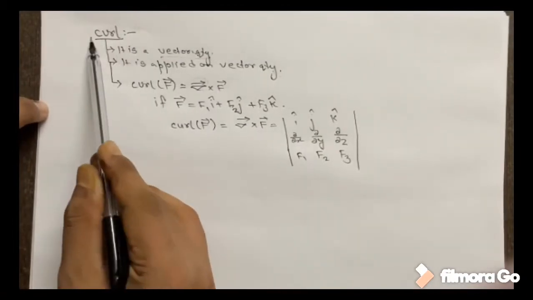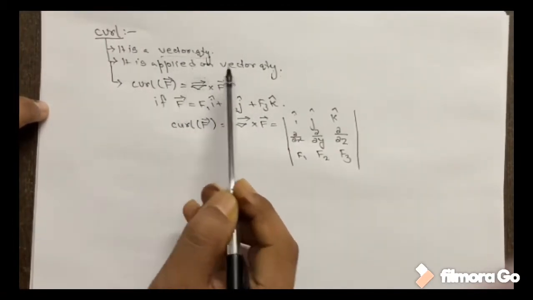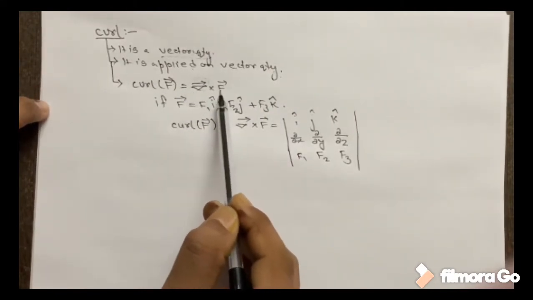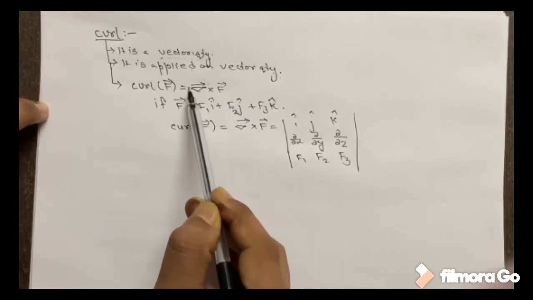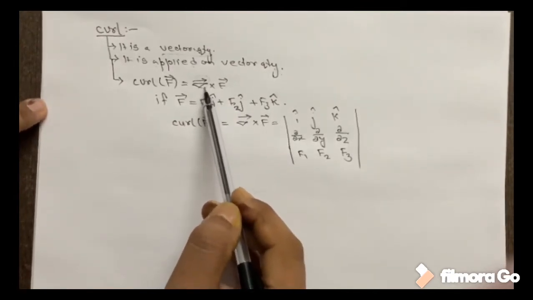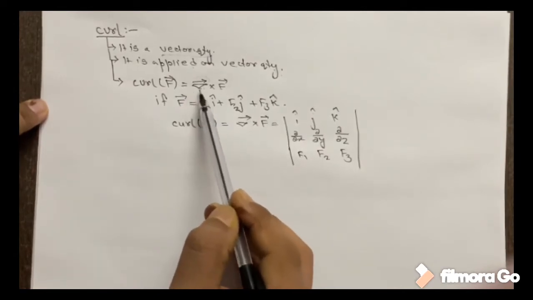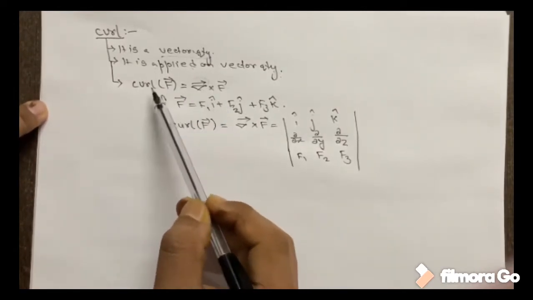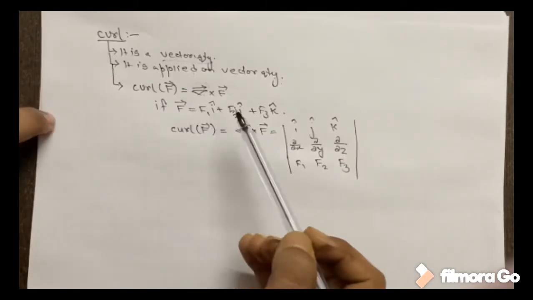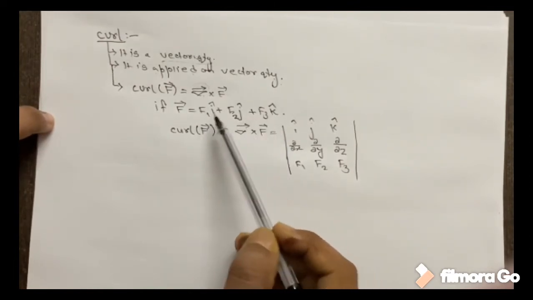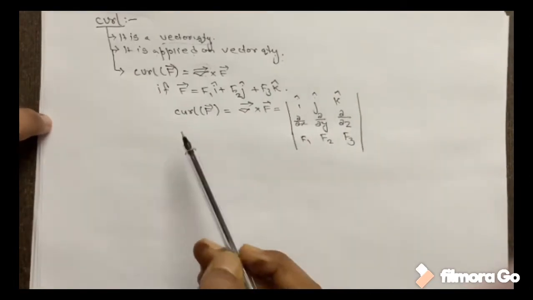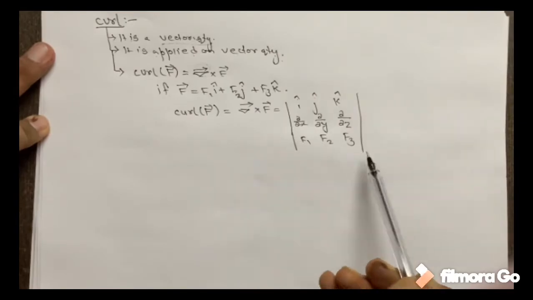Now we will talk about curl. Curl is a vector quantity. It is applied on a vector quantity, meaning del cross f. In the case of gradient we saw it was del f, in divergence it's del dot f, and curl is del cross f. We know that the cross product of two vectors is itself a vector, that's why curl f is also a vector quantity. The function f is written as f1 i cap plus f2 j cap plus f3 k cap. These are the three components of this function along i cap, j cap and k cap. The curl f in determinant form is written in this manner.